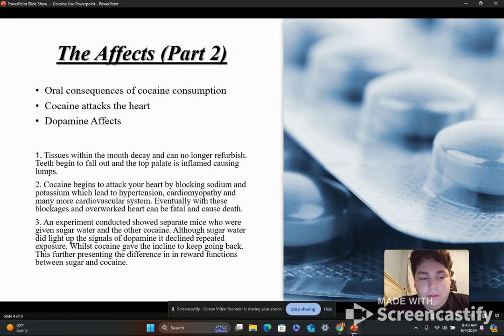And as for dopamine effects, an experiment was conducted that had two separate mice. One was given sugar, the other one was given cocaine, and it proved that even though both of them had dopamine, the mice that had the sugar declined to go back to it, while the one with cocaine kept wanting more and more and more and going back. And this further presents the difference in reward functions between sugar and cocaine.